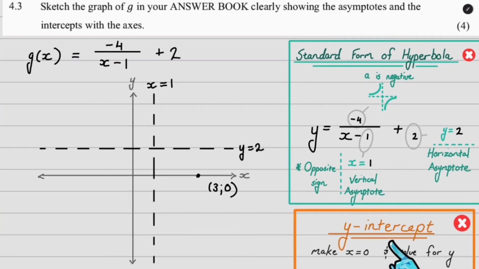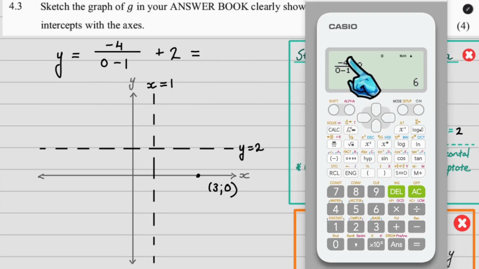So to get the y-intercept, you make x equals 0 and solve for y. So this x over here, I'm going to make it 0. And I'll change this to a y just to make myself a bit more comfortable. And then this thing is going straight in the calculator, and a chance I'm doing mental maths. Okay, if you pop it in your calculator, press equals, it gives you 6.